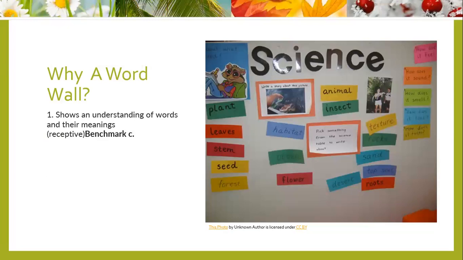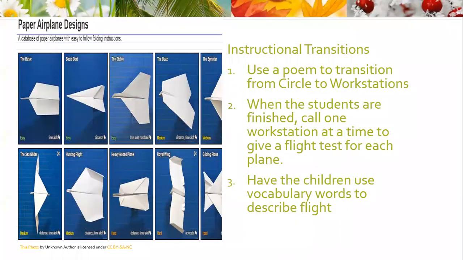The next thing that we're going to look at is our paper airplane designs. And we're going to look at the different ways that we can use this as a poem to transition from circle to workstations. We're going to use instructional transitions. So we're going to send our students off to their workstations, but we're going to use a poem to get them there. That way they're introduced to more literature.